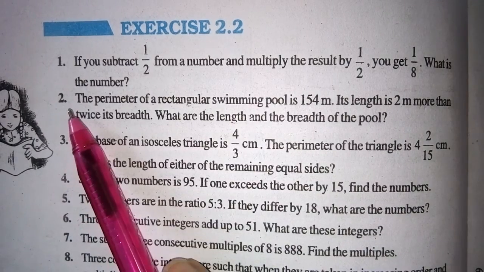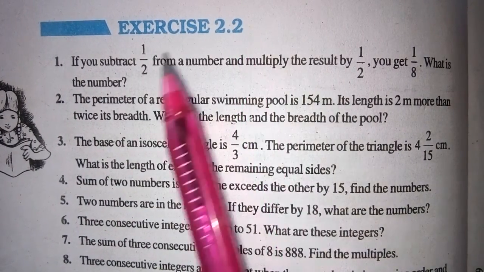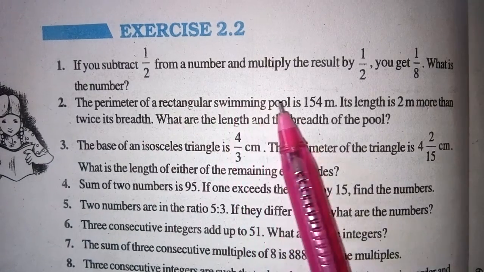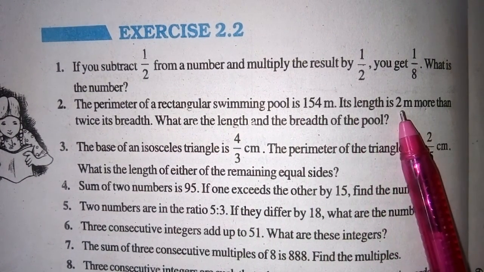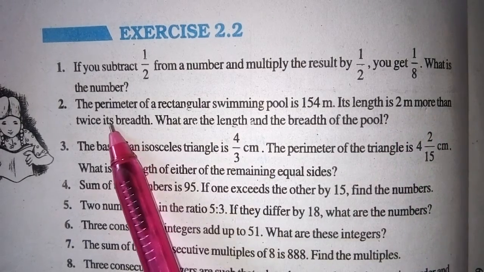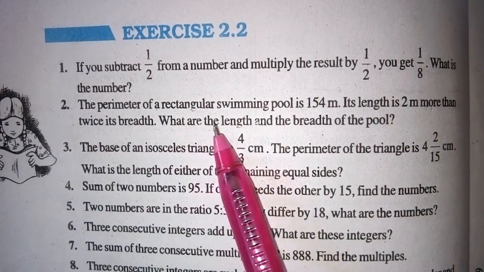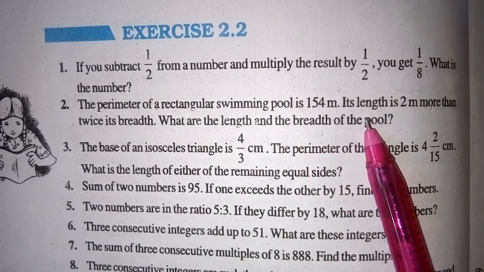Now the question number 2 of exercise 2.2. The perimeter of a rectangular swimming pool is 154 meter. Its length is 2 meter more than twice its breadth. What are the length and the breadth of the pool?